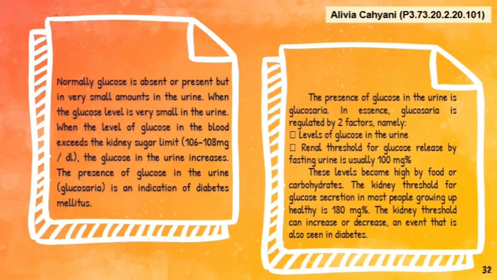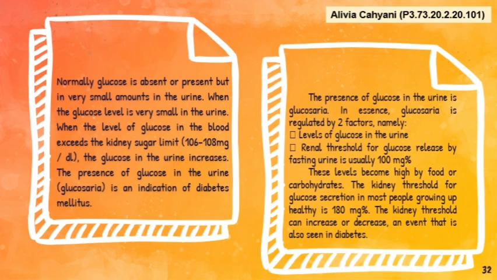When the level of glucose in the blood exceeds the kidney sugar limit, 106 to 108 mg, the glucose in the urine increases. The presence of glucose in the urine, or glucosuria, is an indication of diabetes mellitus. The presence of glucose in the urine is glucosuria.